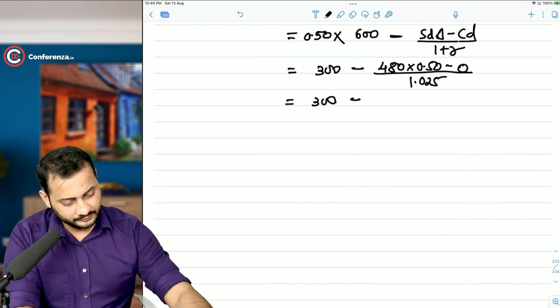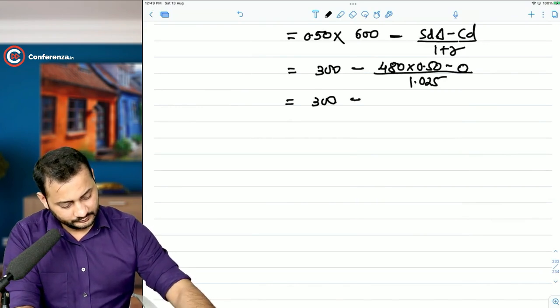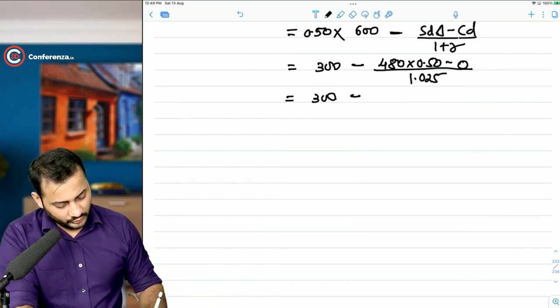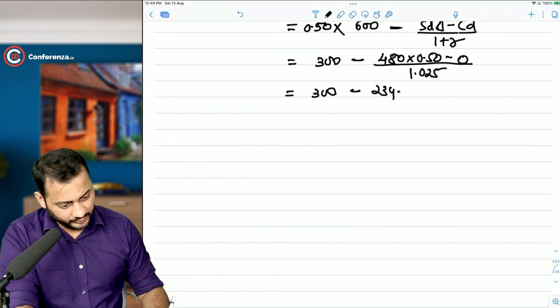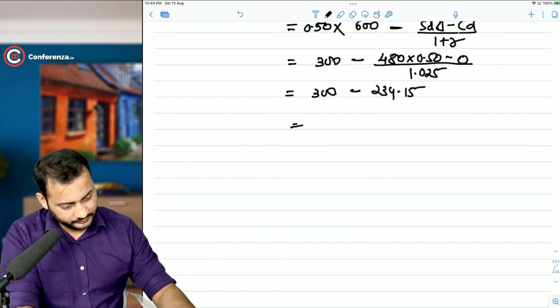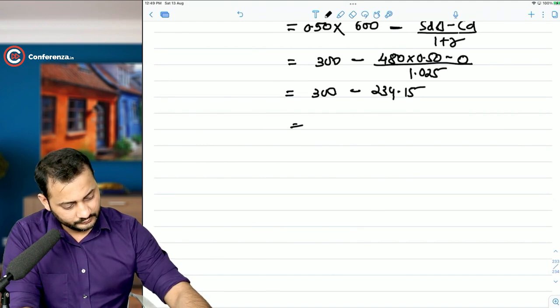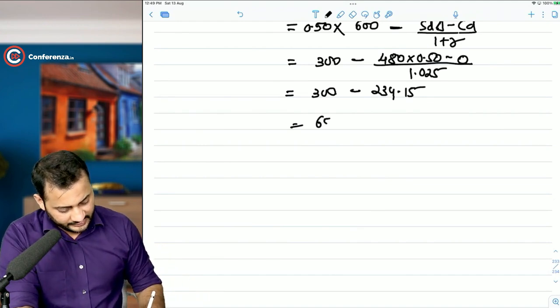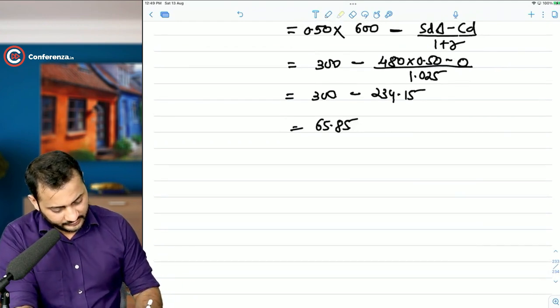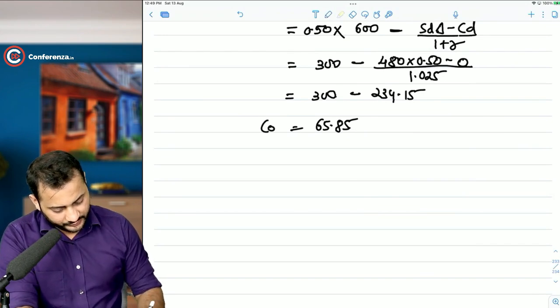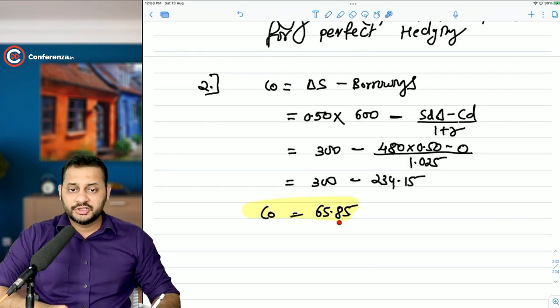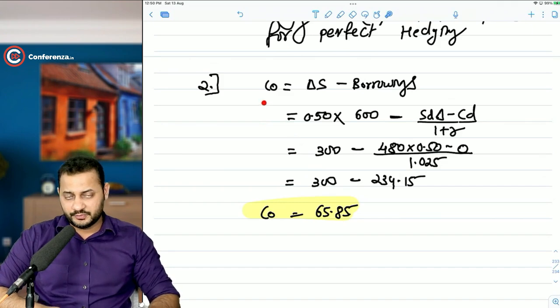300 minus 234.15. That's 65.85. The value of call option. So this should be the value of the call option.